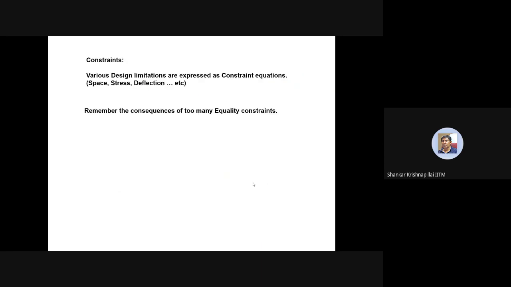Then constraints. Design limitations are expressed as constraint equations, like space, that is the length, breadth, height should not exceed certain values, then stress should not exceed certain values, deflection should not exceed certain values. That is called constraints. Remember the consequences of too many equality constraints. In yesterday's lecture we saw that equality constraints will drastically reduce the feasible region, so you should give as few equality constraints as possible.